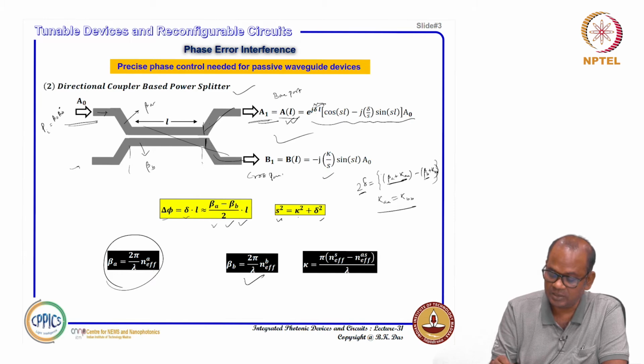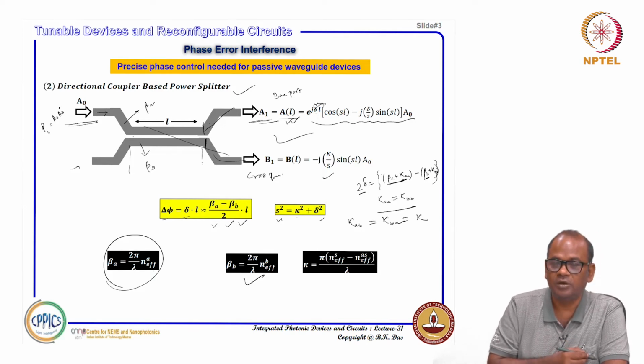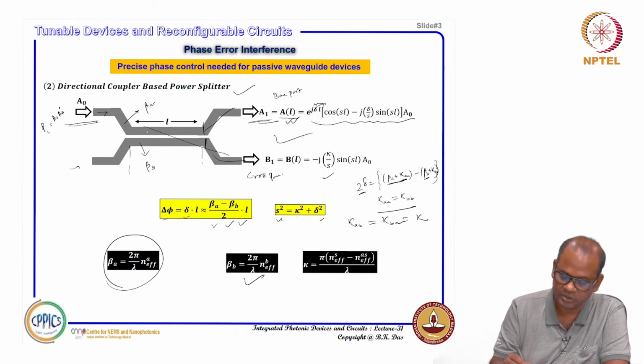This kappa is actually what we call kappa AB, and we consider kappa BA, for example, that is actually kappa A. That means how much coupling strength per unit length there is because of the perturbation, or because of the presence of the second waveguide. All of this we have discussed earlier. I am not repeating, I am just introducing the expression here.